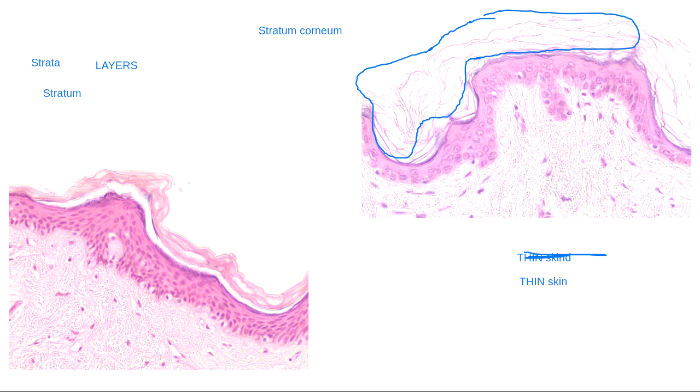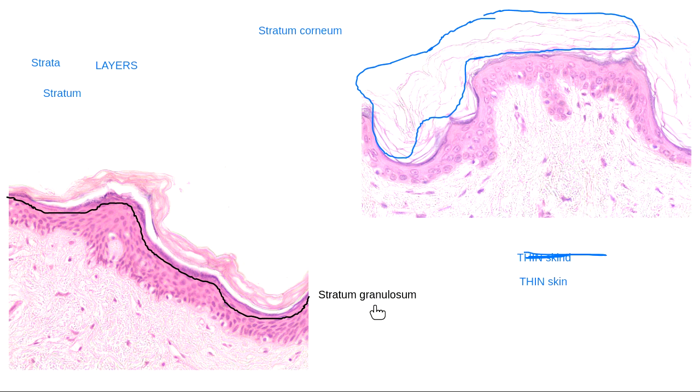Underneath stratum corneum is a dark layer, and I'm going to draw a line underneath it on my bottom image right there. If you look just above that black line that I drew, see the dark purple line right here? That dark purple line right underneath stratum corneum is a layer called stratum granulosum. The word granulosum means that I have granules in this layer.